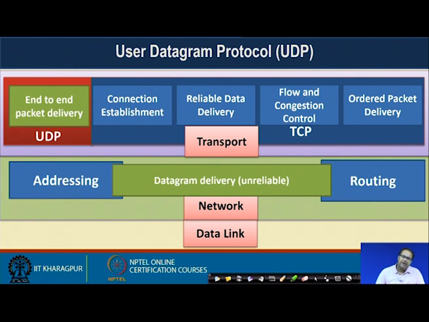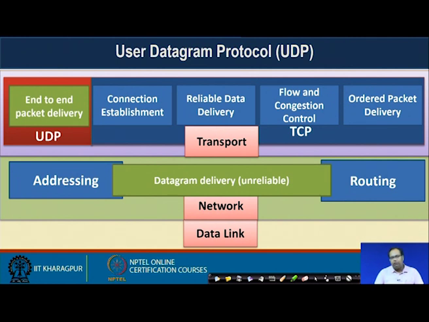So, the basic difference between TCP and UDP is that UDP is a very simple protocol and it does not support the functionalities which are provided by TCP. As we have seen, the TCP protocol supports connection establishment, reliable data delivery, flow control, congestion control, ordered packet delivery, all these different features. But to implement these features, certainly the protocol has a significant amount of overhead, or signaling overhead, as we call it in networking terms.